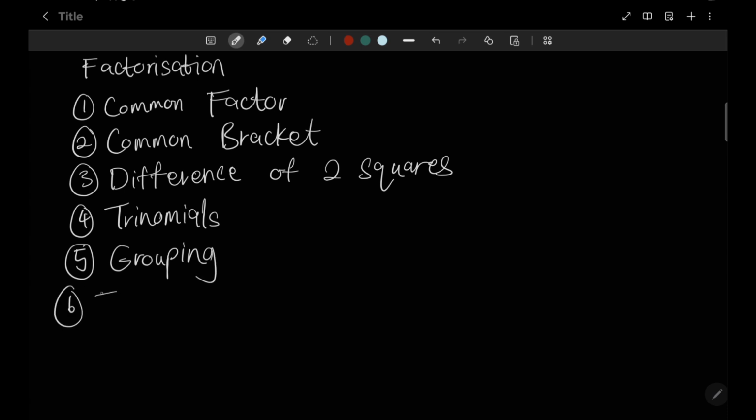And then lastly, in this series, we'll also do exam questions under topics relating to factorization.